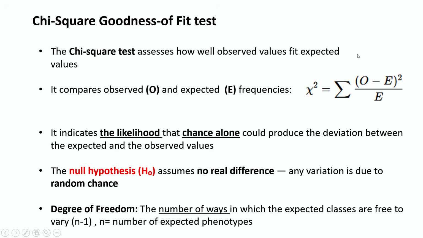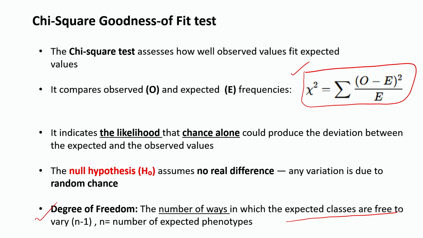And when we solve chi-square, you need to remember this formula. Another thing you need to remember is the degree of freedom. Degree of freedom is the number of ways in which the expected classes are free to vary. So how many expected classes do we have? Either we have head or tail, or we have tall or dwarf. If we have only 2 classes, then our degree of freedom will be 2 minus 1, which means 1. We will talk about it when we take the example.